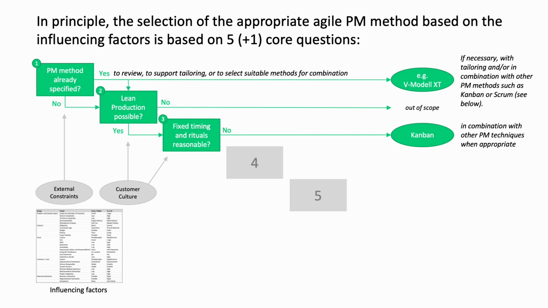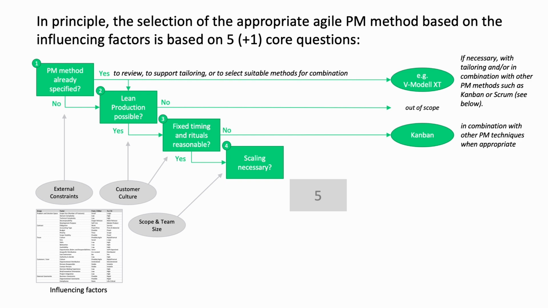If, on the other hand, the answer to question 3 is yes, that is, if the organization is basically mature enough for organized and synchronized agile production, and if this also makes sense, then the fourth question is whether scaling is necessary. Here, therefore, it is a question of further influencing factors, namely the size of the scope to be implemented and, indirectly derived from this, the size of the required project team.